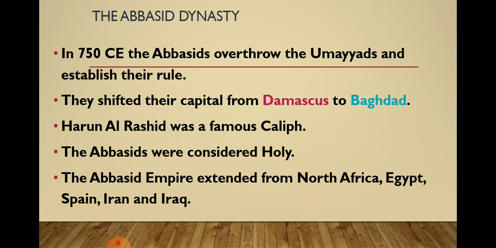Harun al Rashid was a famous caliph during that time. The Abbasids were considered a holy people because they claimed to belong to the same tribe as Prophet Muhammad, and they made others believe so. The Abbasid Empire was one of the most powerful and flourishing ones, and it included all the important centers of civilization. It extended over North Africa, Egypt, Spain, Iran, and Iraq.